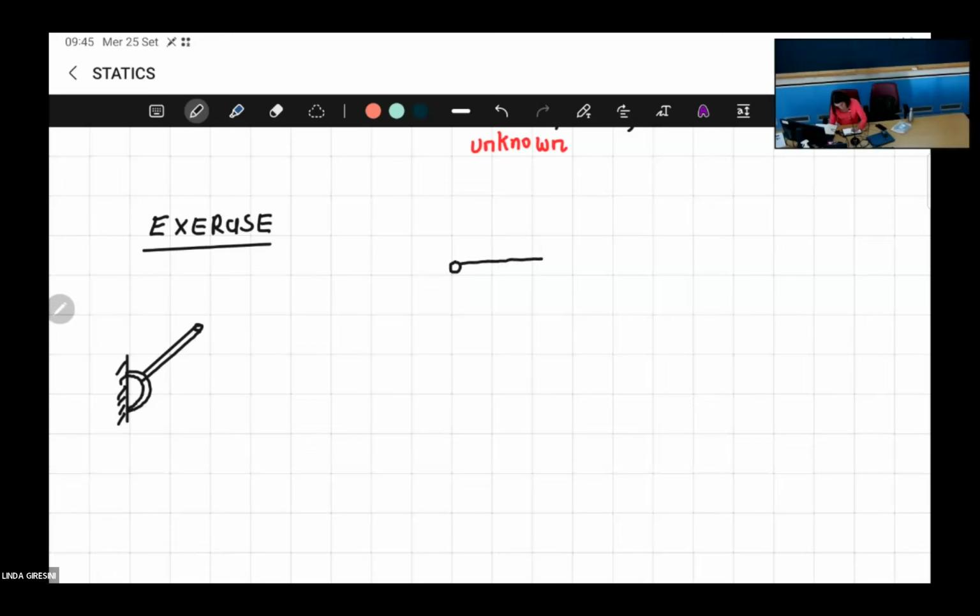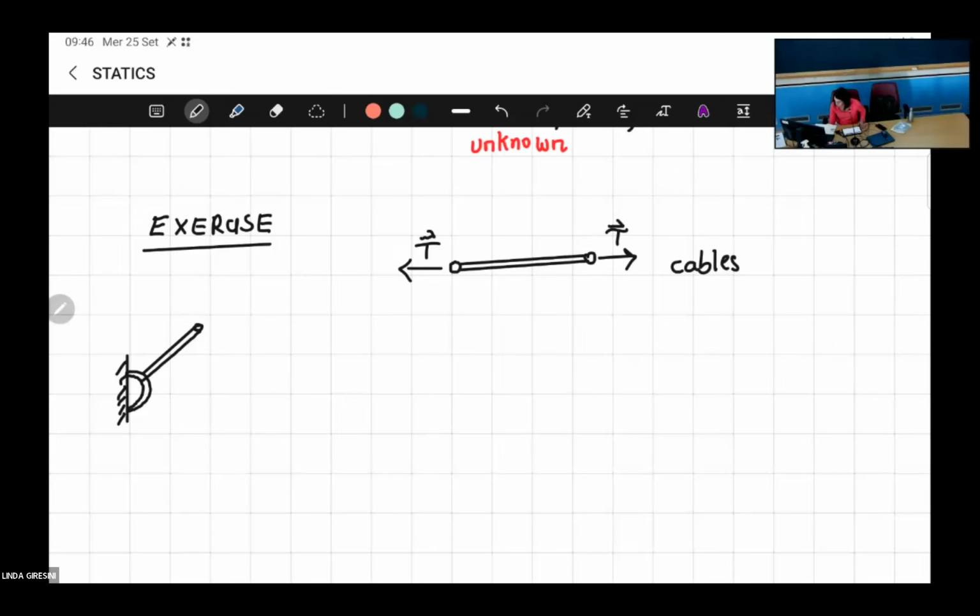Just a small short definition. What are cables in structures? Cables are structural elements which are subjected to tensile forces, T or F or whatever. So cables generally are represented with hinges at the extremities, and they are only subjected to tensile forces. Okay?